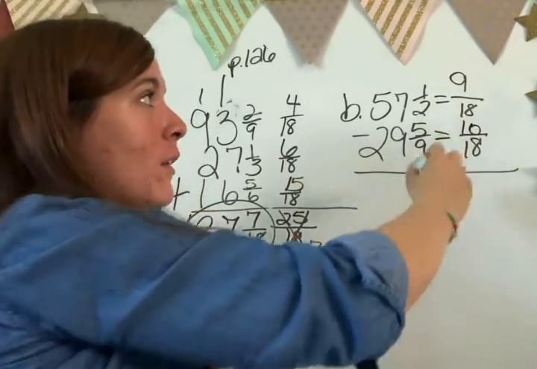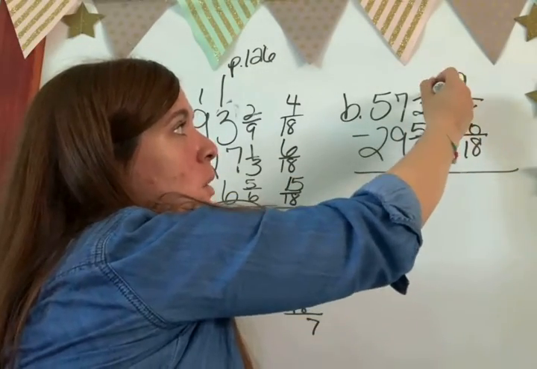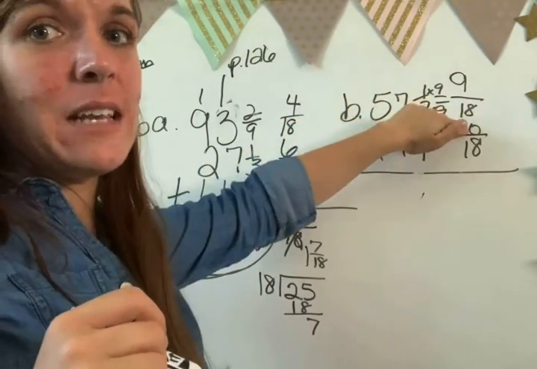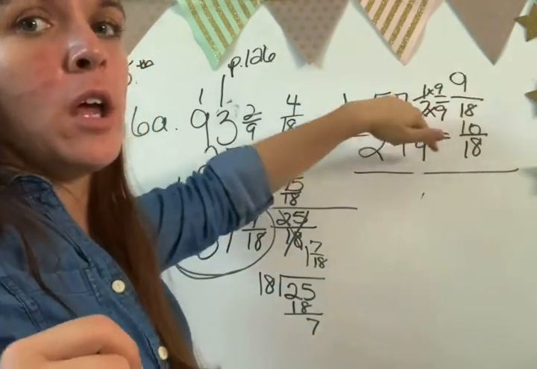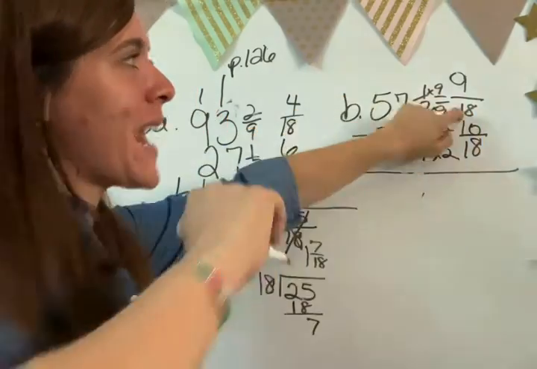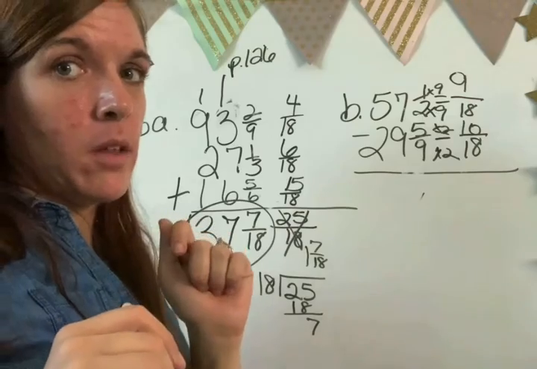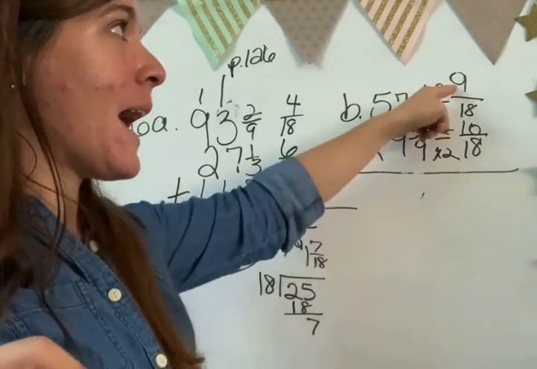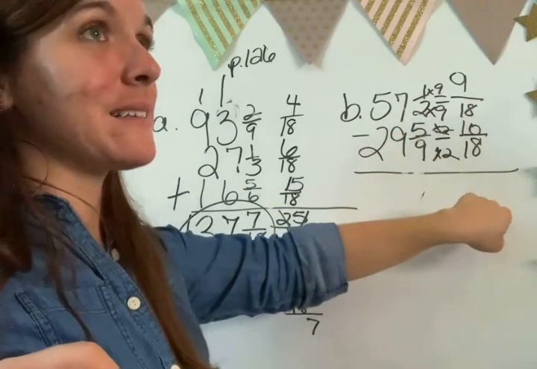You guys know what I'm doing there, right? I go 2 times 9 is 18, so 1 times 9 is 9. Whatever you multiply here to get 18, you have to multiply up here to get your numerator. 9 times 2 is 18, so 5 times 2 is 10. That's what I'm doing. Now look at this, we have a big problem. 9 minus 10 is not possible.